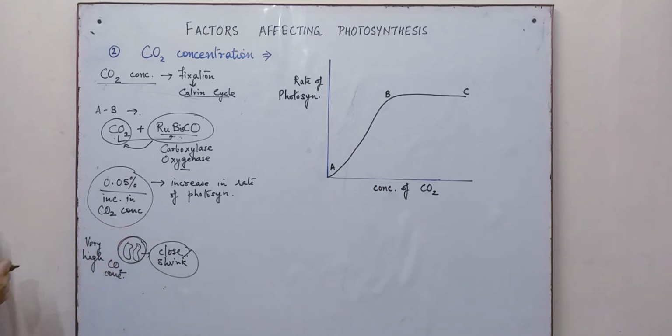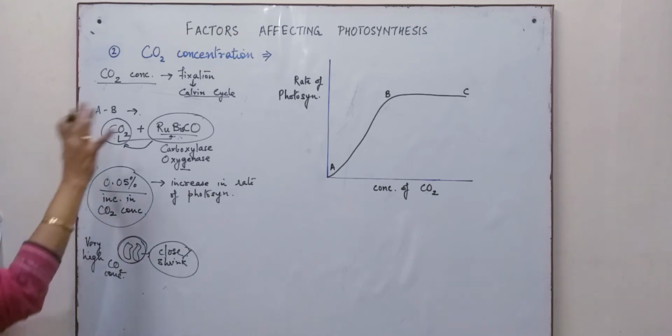So we find that there is a linear relationship between the concentration of carbon dioxide and the rate of photosynthesis. If the concentration is less, then carbon dioxide acts as a limiting factor.